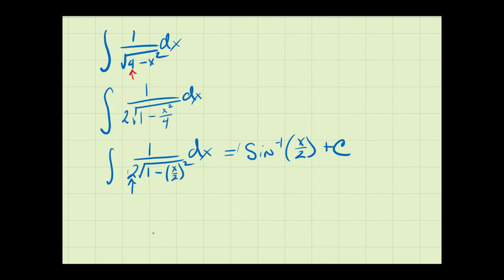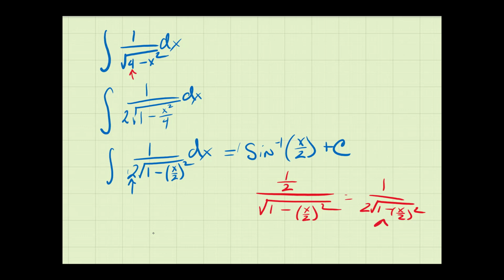Because if I were to now take the derivative of this, I would get this guy as an answer. So again, if I took the derivative of this, take a look at what you get. It would be the derivative of that, which is 1 over 2, over the square root of 1 minus x over 2 squared, which is really 1 over 2 radical 1 minus x over 2 squared. And notice that this is the same thing as that.